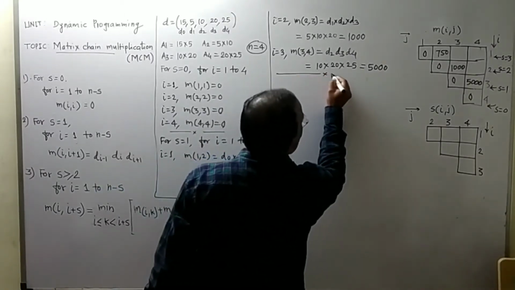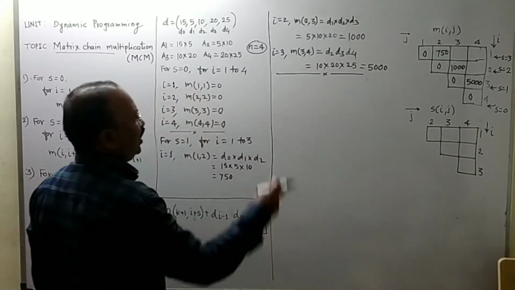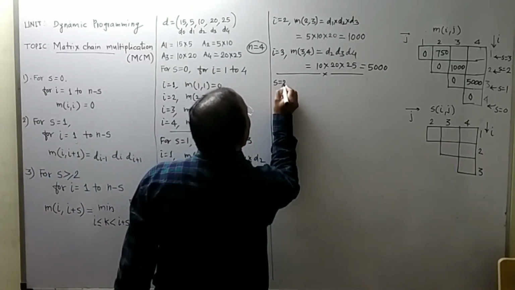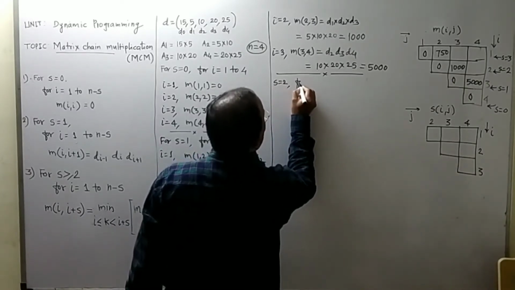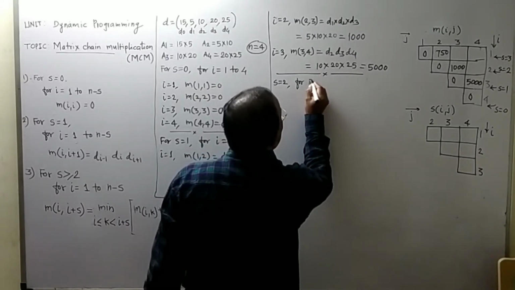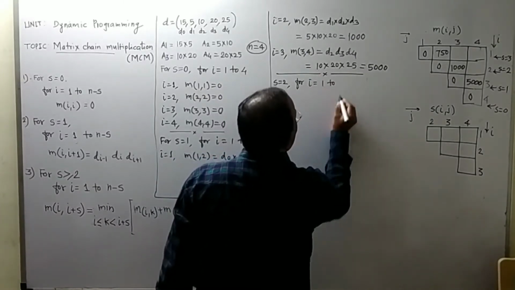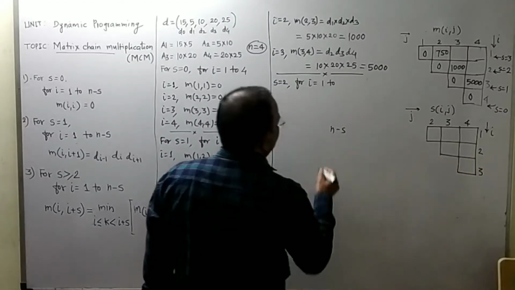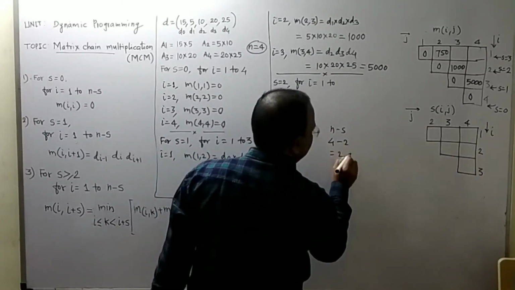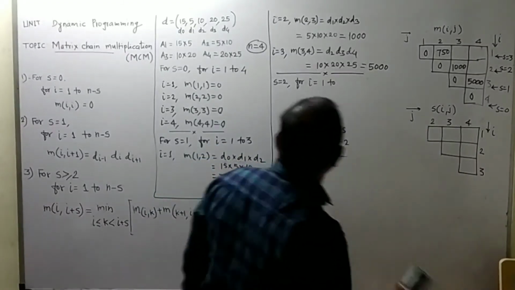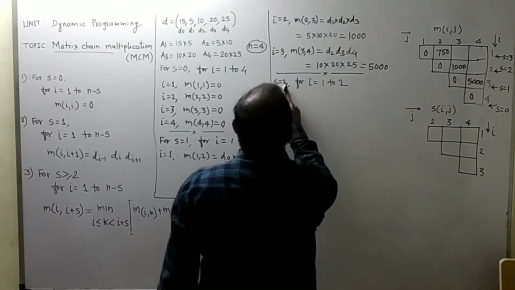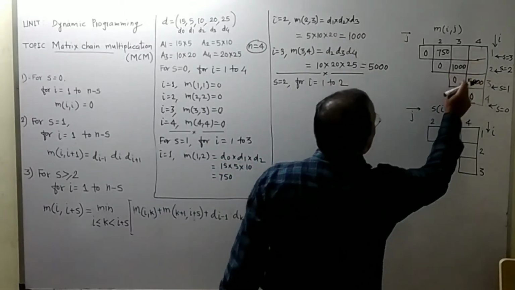This is for S is equal to 1. Now go for S is equal to 2. For S is equal to 2, we have a for loop where I varies from 1 to n minus S. The value of n is 4 and the value of S is 2, so that is 2. And for S is equal to 2, there are 2 cells.